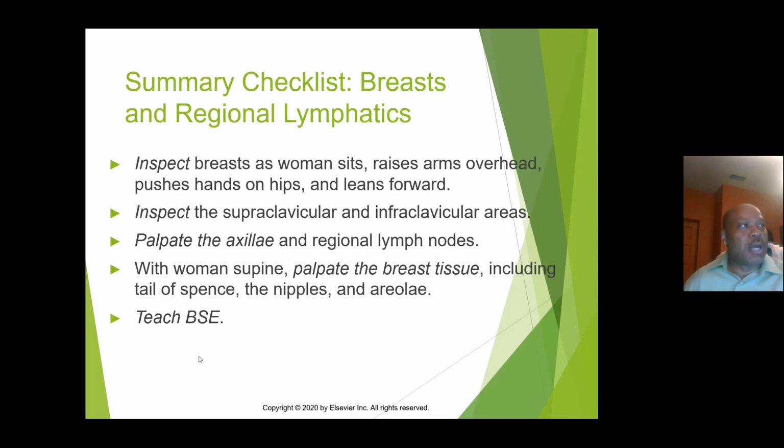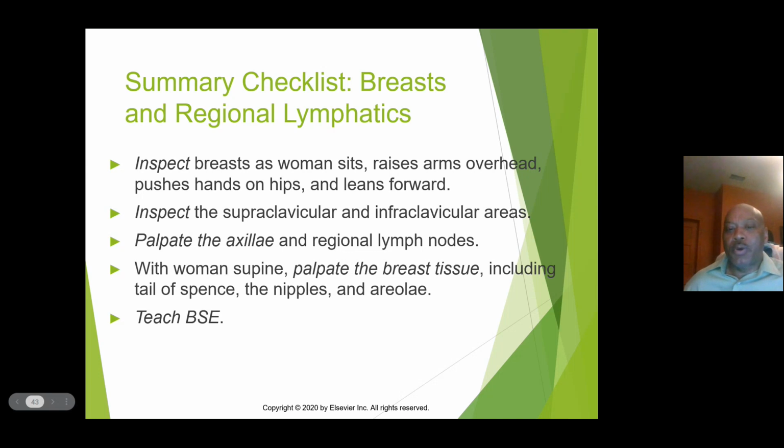Then, of course, we get to the summary checklist of breast and regional lymphatics. We're inspecting the breast as the woman sits, raises arms over the head, pushes hard on the hips, and leans forward. This is all a part of the assessment itself. These are things that we can pretty much do in the lab. Inspect the supraclavicular and also infraclavicular areas.